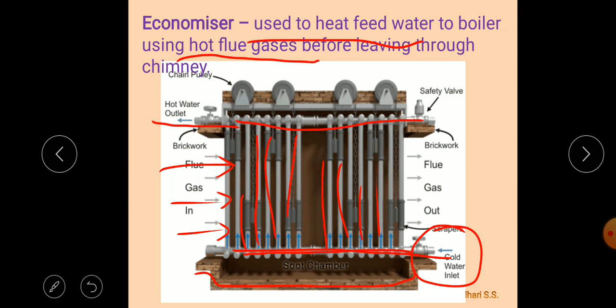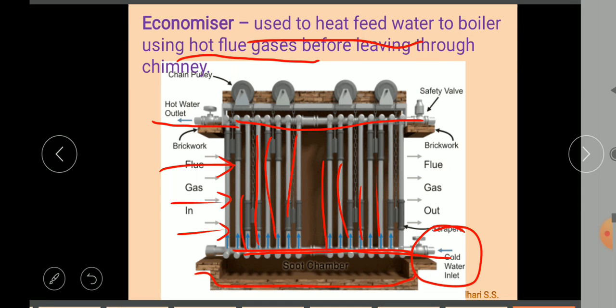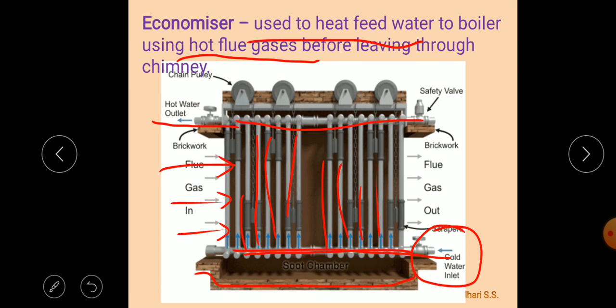When flue gases are flowing, there are solid particles in the flue gases called soot particles that may be collected over these boiler tubes. That reduces the heat transfer between the flue gas and the water, so these soot particles are not desirable. For that, scrapers are used. These are the scrapers provided.